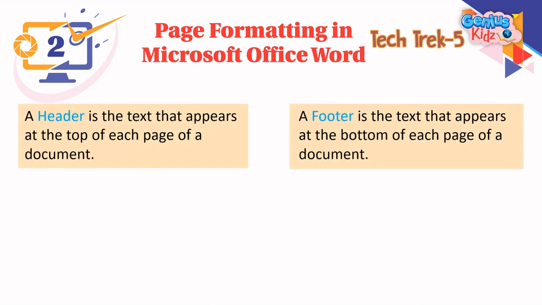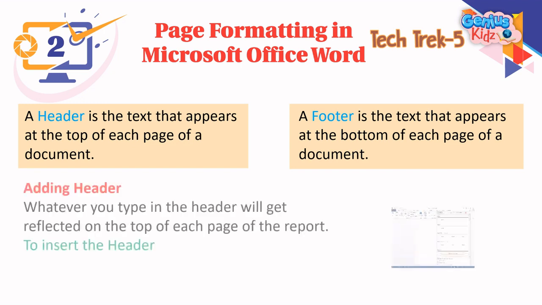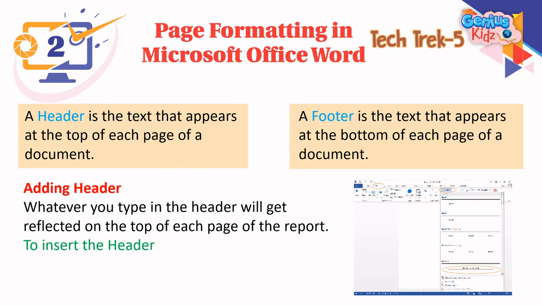A header is the text that appears at the top of each page of a document. A footer is the text that appears at the bottom of each page of a document. Adding header. Whatever you type in the header will get reflected on the top of each page of the report.